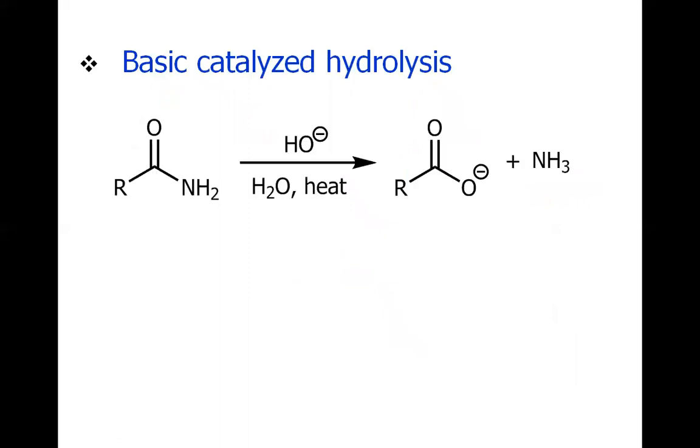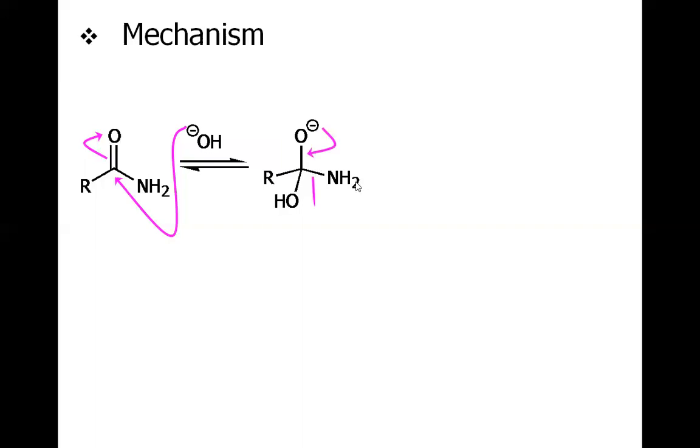Now let us discuss the base catalyzed hydrolysis. In the base catalyzed hydrolysis, we basically have the salt formed of the carboxylic acid, and then upon the acidic workup, we may convert this carboxylate into the carboxylic acid. The mechanism is very straightforward. The nucleophilic attack of the hydroxide on the carbonyl carbon gives this tetrahedral intermediate, and here this oxyanion will push the NH2 group to leave the system as an amide ion, NH2 negative.